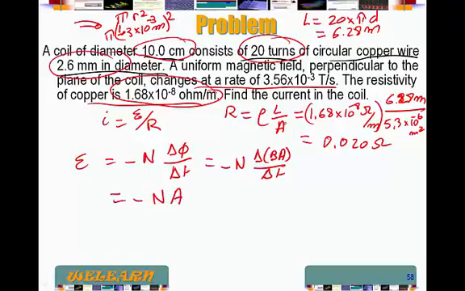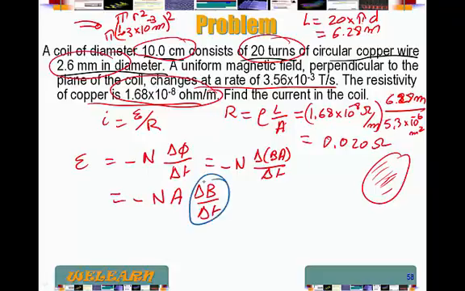Remember, this A is different than this A. This A is the area of the loop of the coil. So NA times delta B over delta T. Delta B over delta T, that's given. Okay, now N is given. A, we can calculate it.